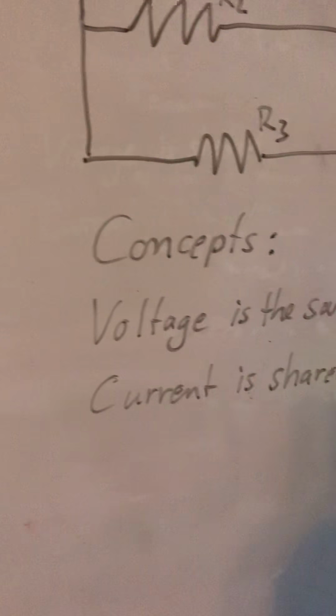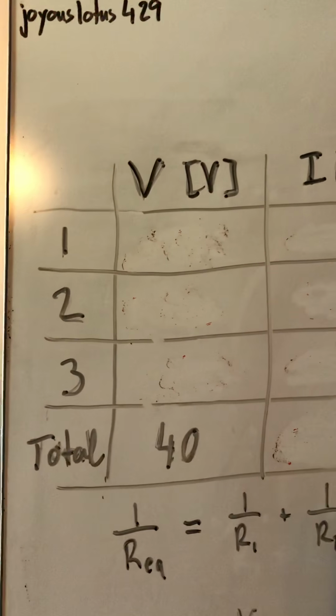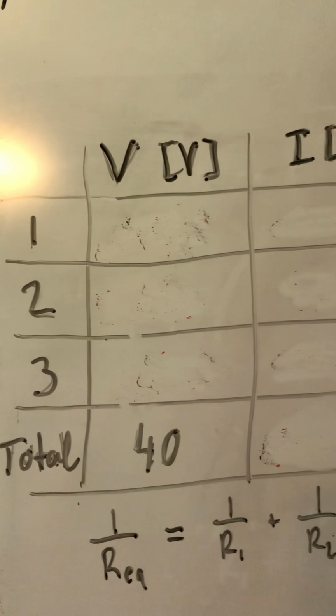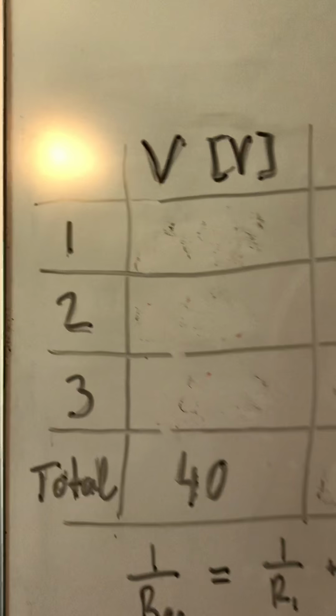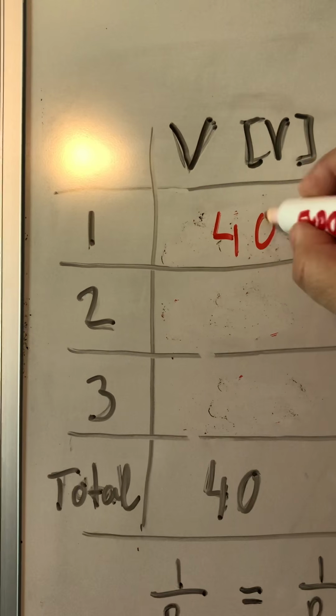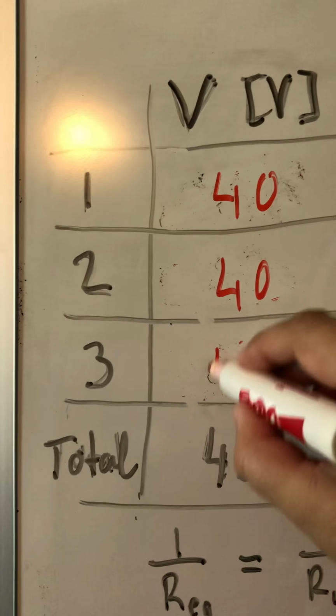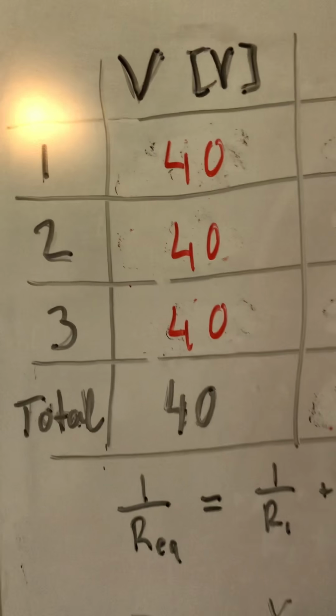Going back to our concepts, the voltage is the same, so that means the 40 volts that we have across the battery is also 40 volts on each resistor. So we can fill this in: 40, 40, and 40 here as well.